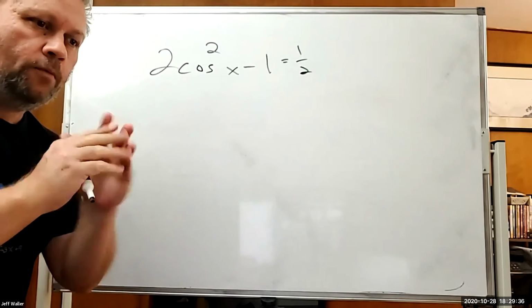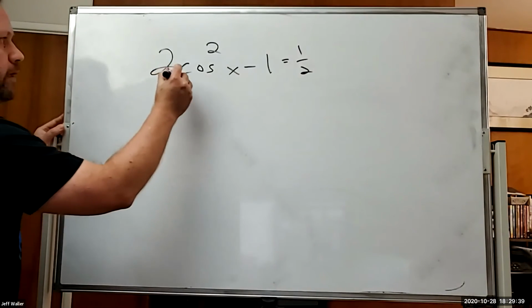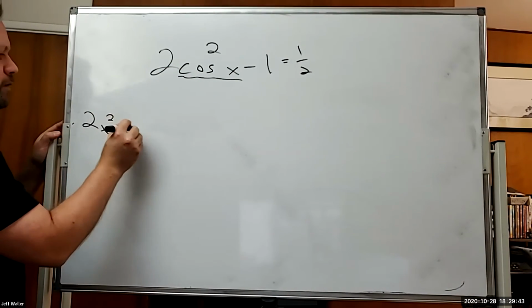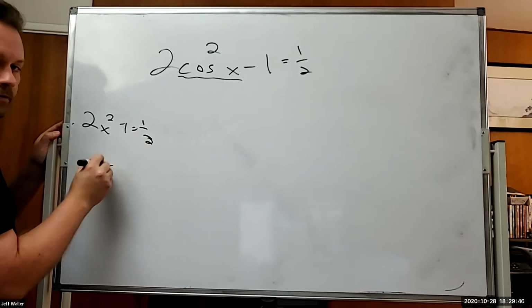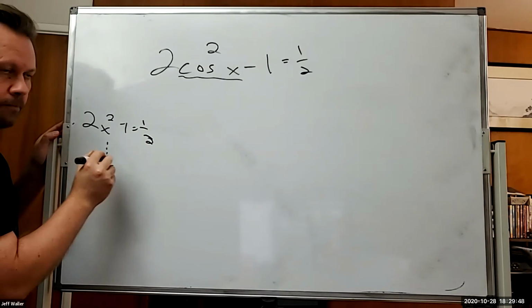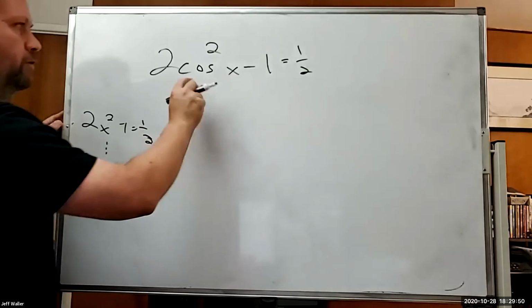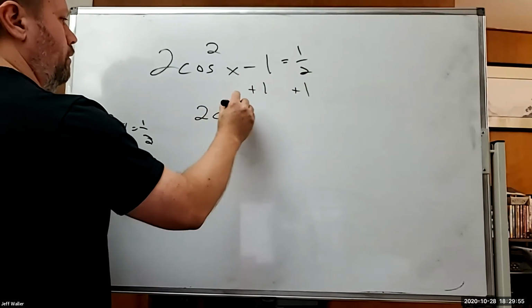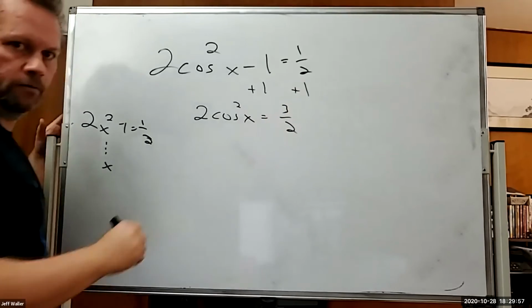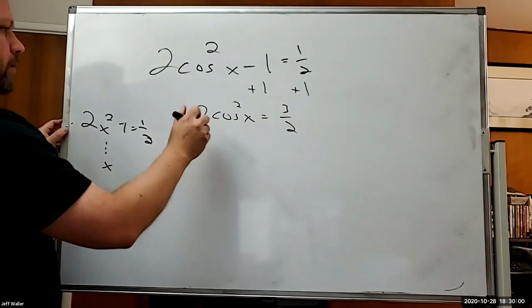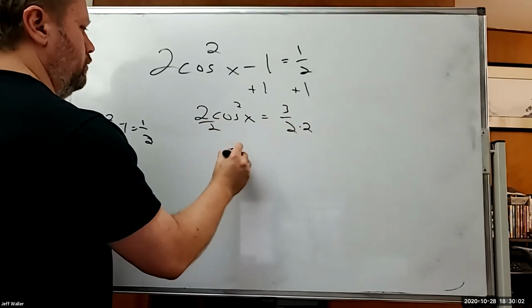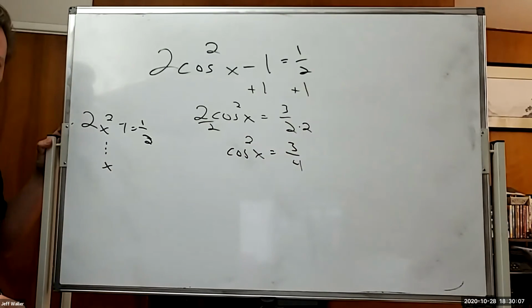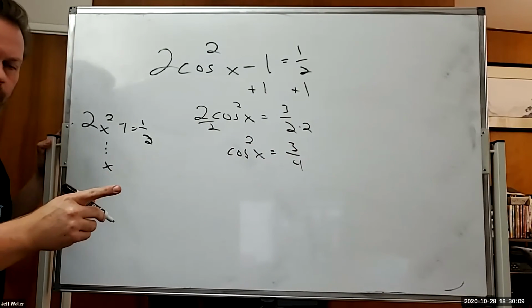So one thing you could do if you wanted to is replace this with, like we did earlier, c or just x. So 2x squared minus 1 equals 1/2, and then solve this for x. But I would hope you would be cool with not doing that, right? So if I add 1, I get 3/2 over there, right? And then I divide by 2. So I get 3/4. What happens on this next step?